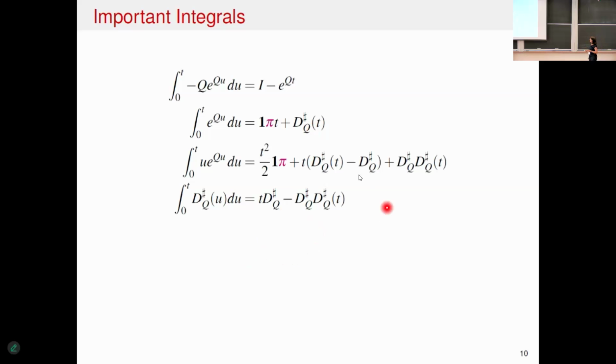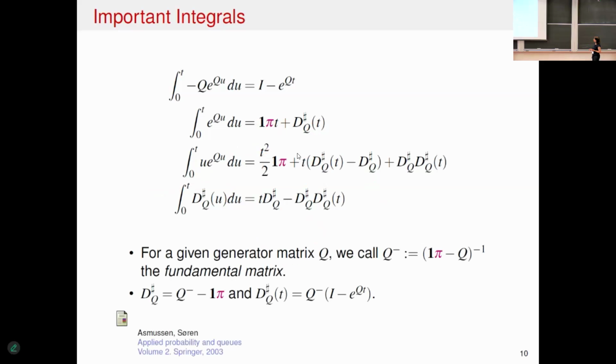Yes, I think these two, which are in Asmussen's book, are the ones you are most familiar with. But in Asmussen, instead of the deviation matrix, he found them in terms of the fundamental matrix, which is the inverse of 1 pi minus Q. But we can find the deviation matrix and the transient deviation matrix in terms of this fundamental matrix.